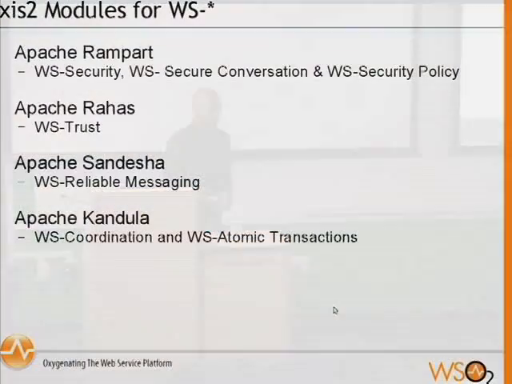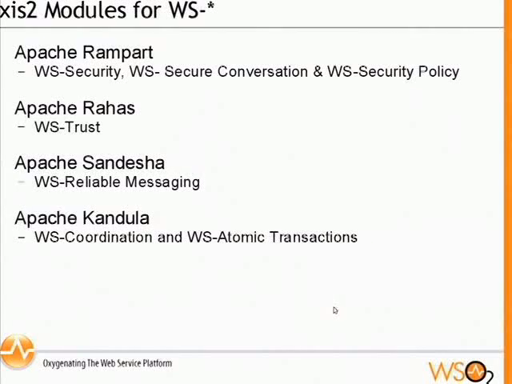Now, on top of this core, we have a set of modules that we've written. The modules are extensions of the core system, which implement various handlers. Remember I said there are these handlers that you drop in? Now, what these handlers do is implement various protocols. So we have implementations of security, secure conversation, trust, all of these things, basically. And these are just add-on modules.